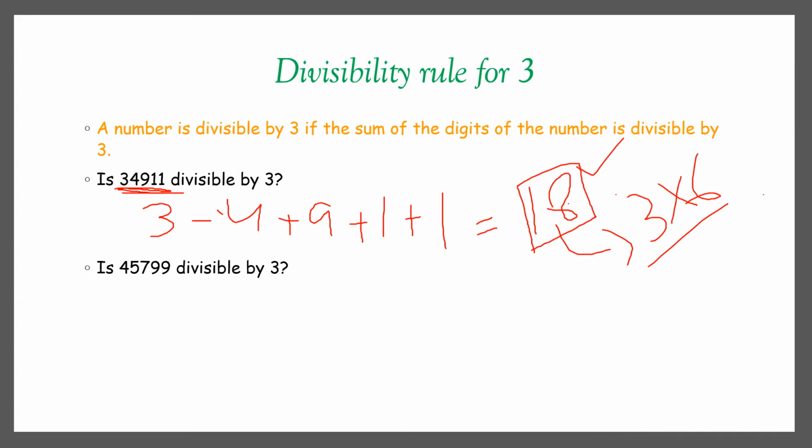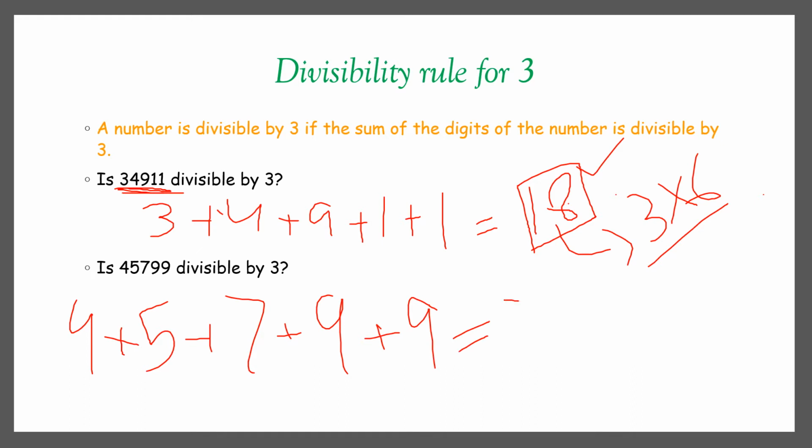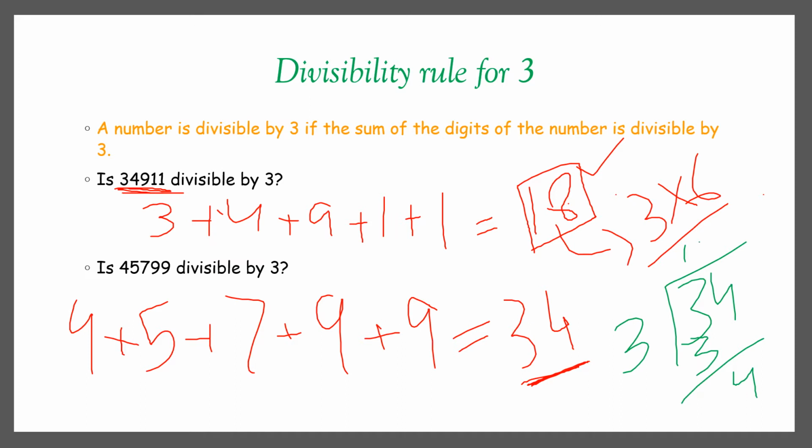Now we will see the next example. Is 5,799 divisible by 3? So let's add all the digits: 4 plus 5 plus 7 plus 9 plus 9 is 34. So 34 is not divisible by 3, because 3 cannot divide 34. We can check it like this. 3 ones are 3, 4 minus 3 is 1. So the remainder is 1. It doesn't completely divide. It means that 34 is not divisible by 3.